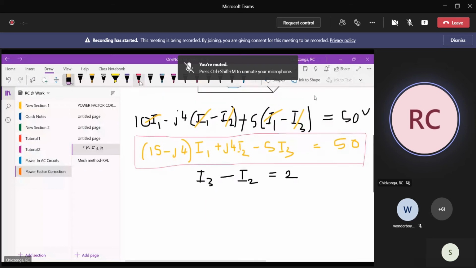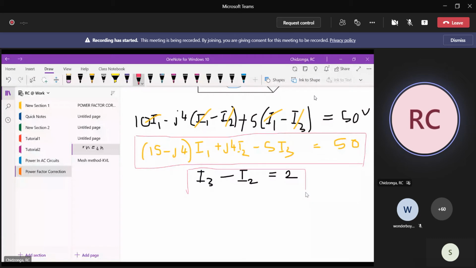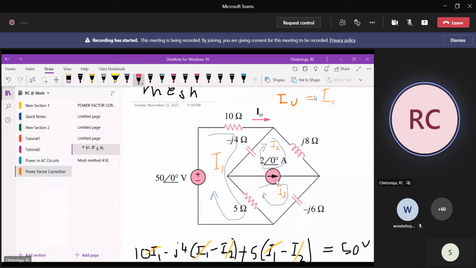Now we have 2 equations, 1 and 2. We are still short of 1 because there are 3 unknowns. We have to find the other equation. How do we get the third equation? To get equation 3, when you have got this scenario here, you create what we call a super mesh. What do we mean? I'm going to illustrate it here. I'm going to draw my diamond.